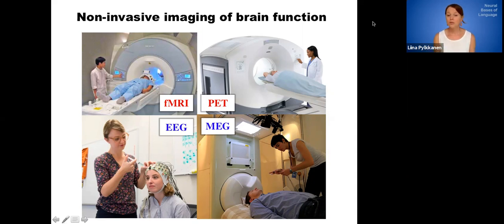So we're going to talk about 4 techniques, and those 4 techniques are sort of the most commonly used techniques to measure brain activity non-invasively, and they're just listed here. So they're fMRI, PET, EEG, and MEG. And I've colored them differently, and you'll find out the reason for that in just a moment.